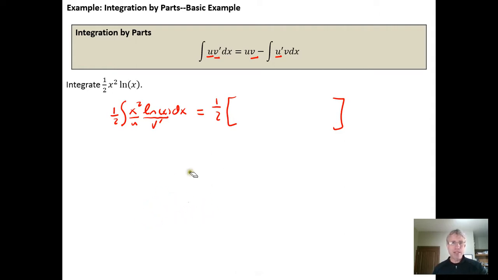So if that doesn't work, all you do is say, I have a product of two functions. I don't know how to integrate it. I'm seeing if the integration by parts formula will help me. I'm going to change.